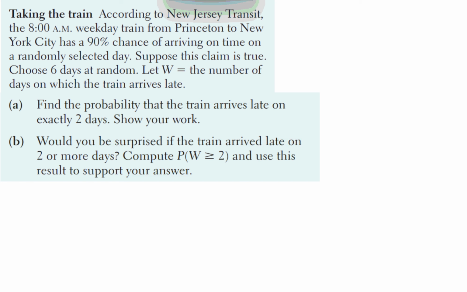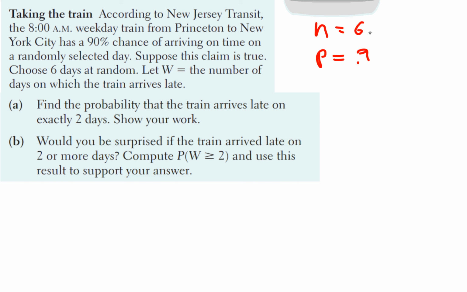According to New Jersey Transit, the 8 a.m. weekday train from Princeton to New York City has a 90% chance of arriving on time on a randomly selected day. Suppose this claim is true and we choose 6 days at random. So this should feel binomial to you because you have a fixed number of trials. We're going to look at 6 days in total, so n is 6. The probability that the train will arrive on time on any given day is 0.9.